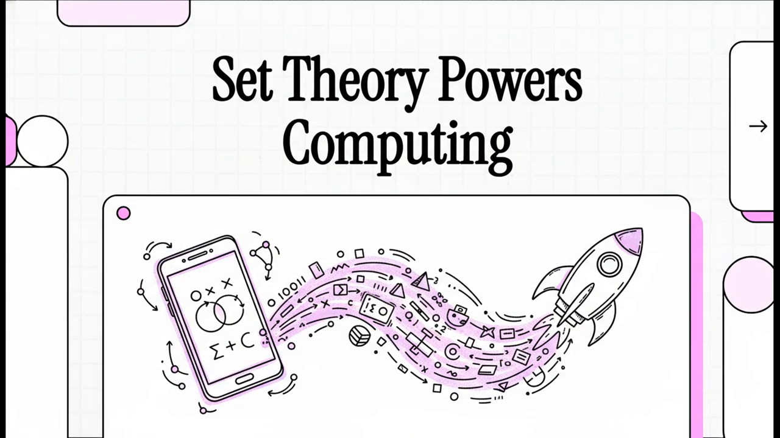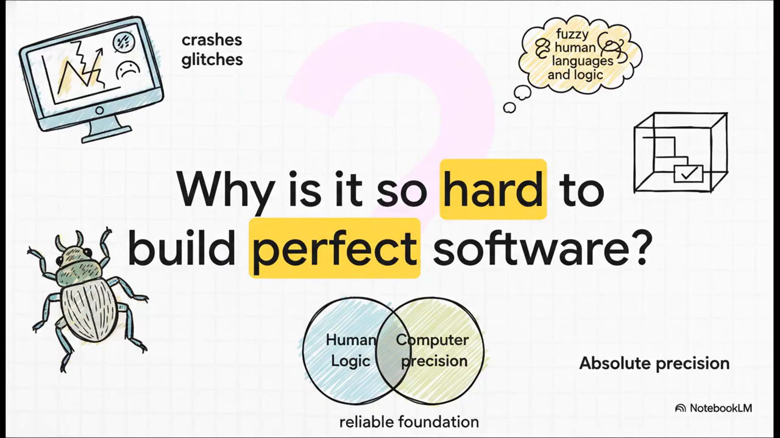Today, we're going to pull back the curtain on our digital world. We're going to explore the hidden mathematical language that makes pretty much everything, from your phone to a rocket ship, work with just incredible reliability. You know, it all starts with a problem we're all familiar with.